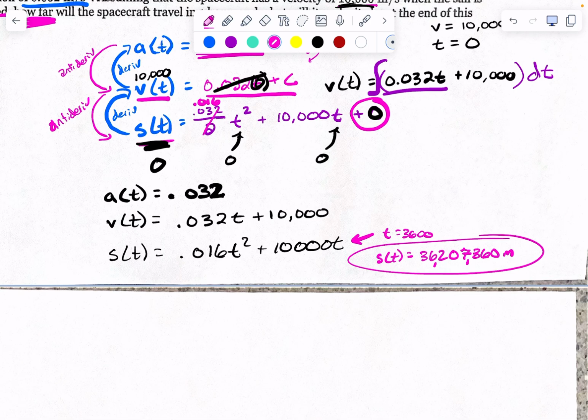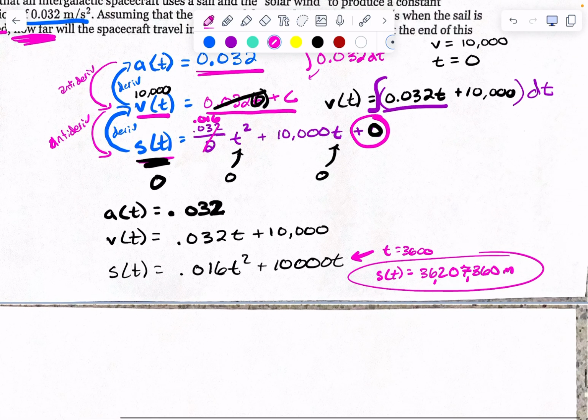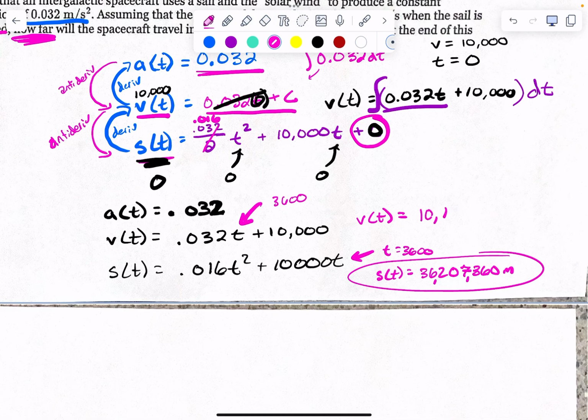And then it says, what will its velocity be at the end of this hour? Now we need to plug it back into the other one. So now we want velocity here. I'm going to plug 3,600 in for t and get what our velocity or speed is at that point. 10,115. Did I do that right? Am I plugging into the second equation? Yeah. Okay, so 10,115.2 meters per second.